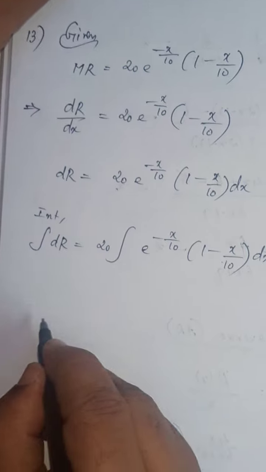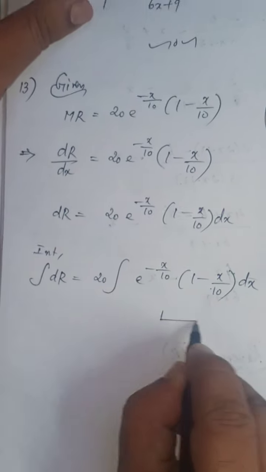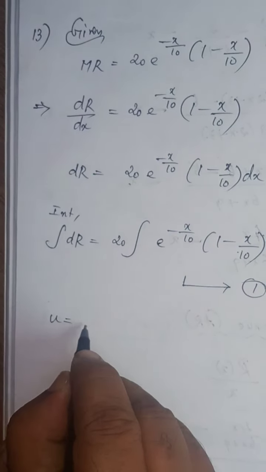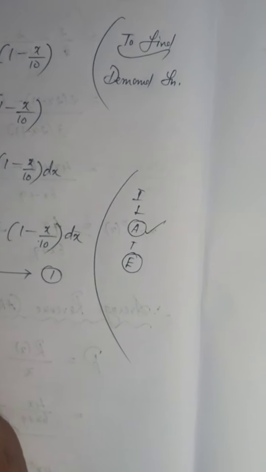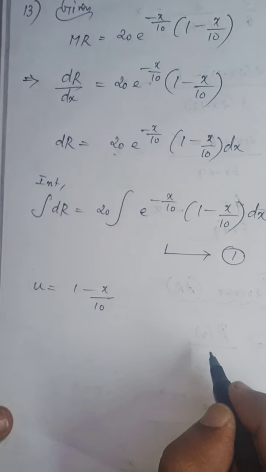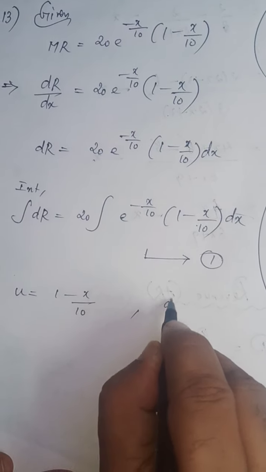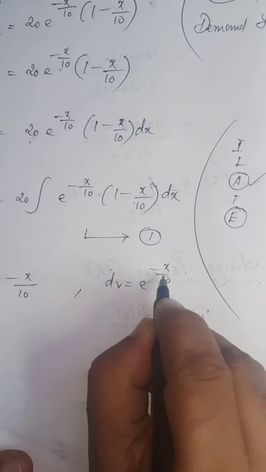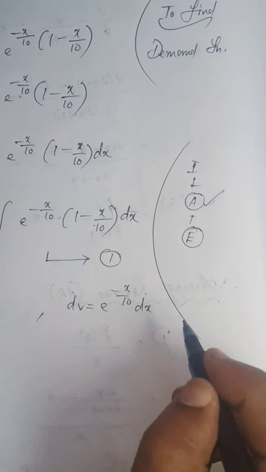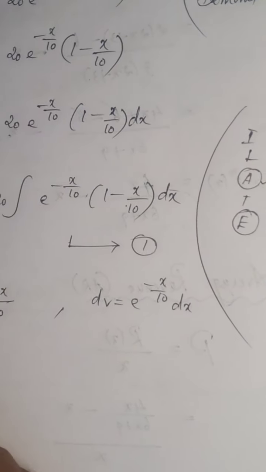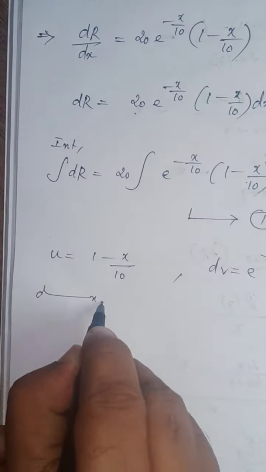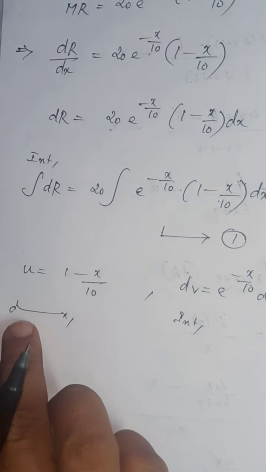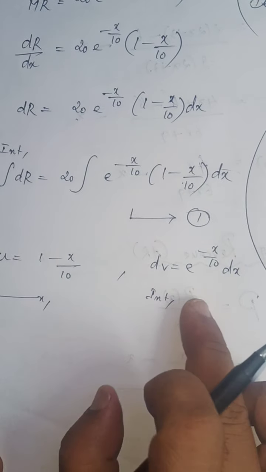So let it be number 1: I consider u equal to the algebraic part. Which one is algebraic? 1 - x/10. And dv equals e^(-x/10) dx. We have to differentiate u with respect to x, and integrate dv on both sides. This one has to be differentiated, this one has to be integrated.